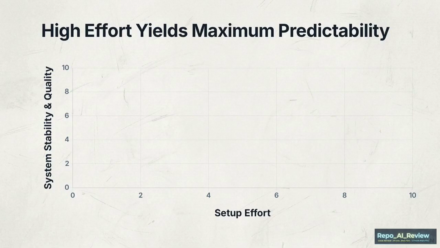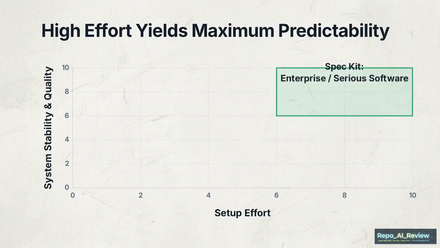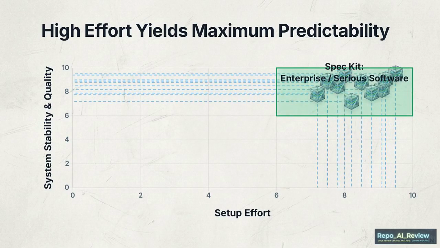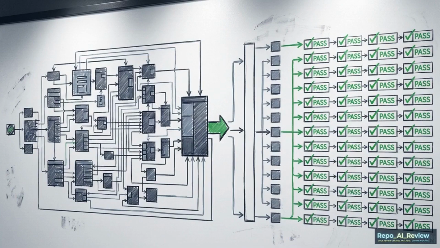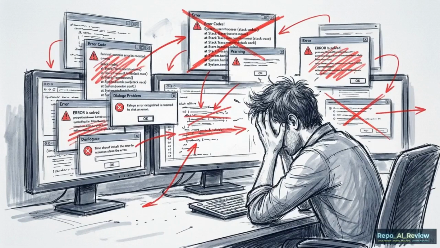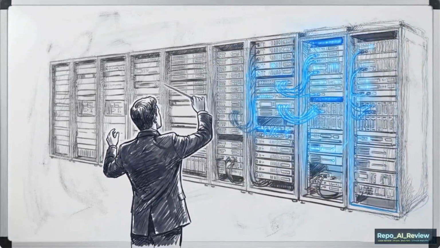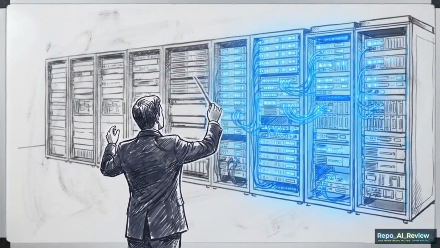But look at the top right quadrant. For professional engineering teams building complex, multi-file software systems, SpecKit is a perfect fit. The high upfront effort yields maximum predictability and drastically reduces debugging time. The reality check is simple. You are permanently giving up the fast, chaotic rush of the initial prompt to gain rigorous, dependable engineering consistency. If you are tired of babysitting AI through compounding errors and are ready to start orchestrating it to build reliable software, spec-driven development is the necessary next step.